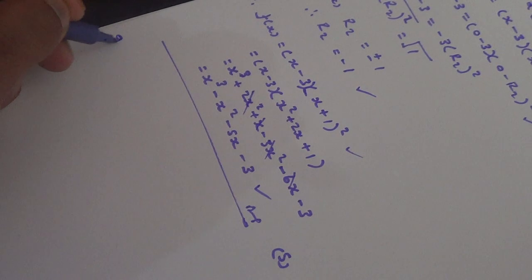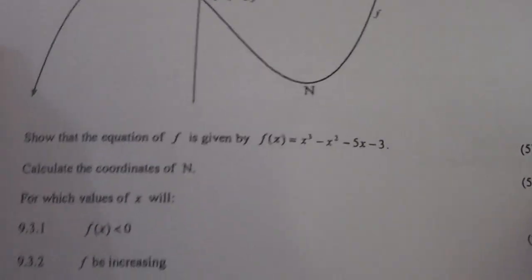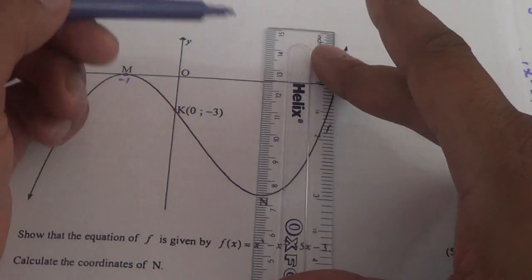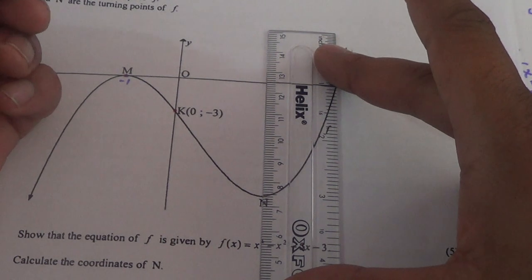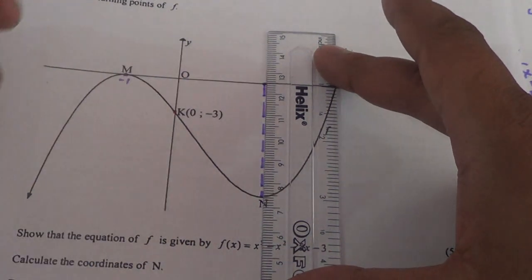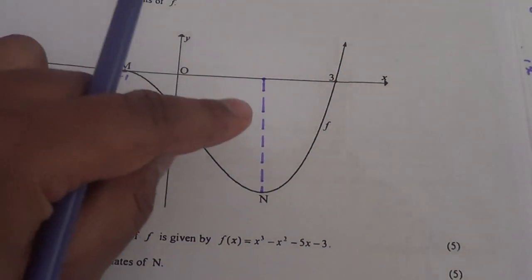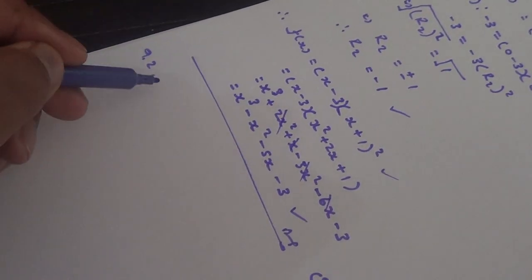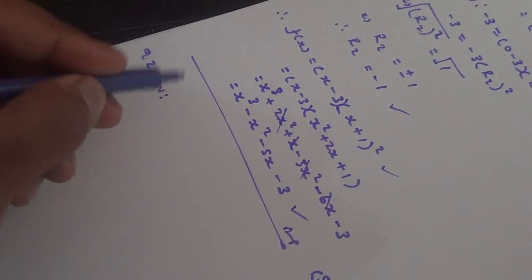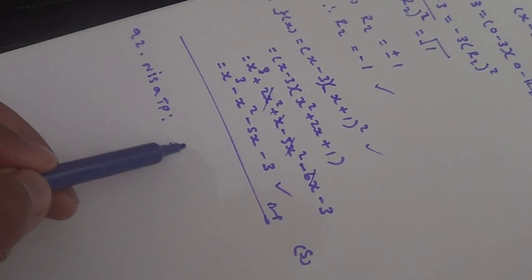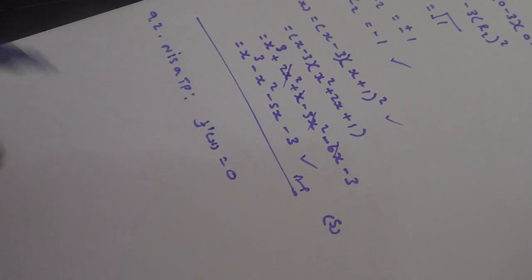So now we have 9.2 upon us. 9.2 says calculate the coordinates of n. So we know that n is the turning point. So if we consider this a turning point, it should be there. So we want to read off what would that be on the x-axis. Not a problem. So for turning points, we know that n is a turning point such that the first derivative of x must be equal to 0, isn't it?